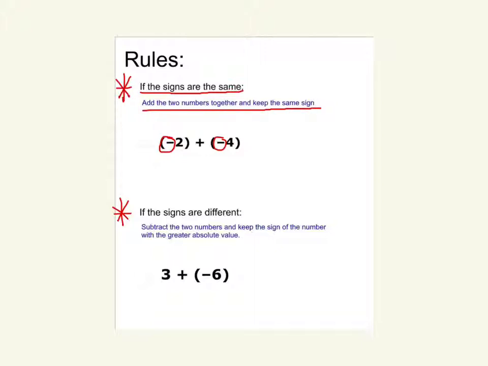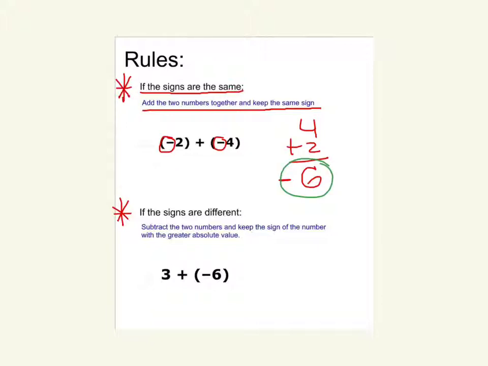So, since my signs are the same, I'm going to add these numbers up. 4 plus 2, obviously that is 6. Then I have to keep the same sign. So since these are both negative, my answer is going to be -6. Simple enough.